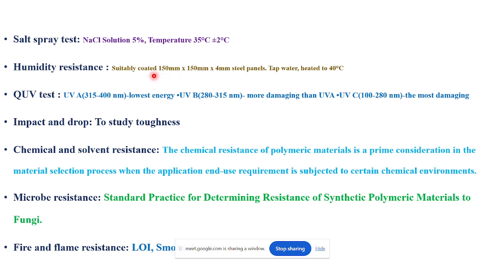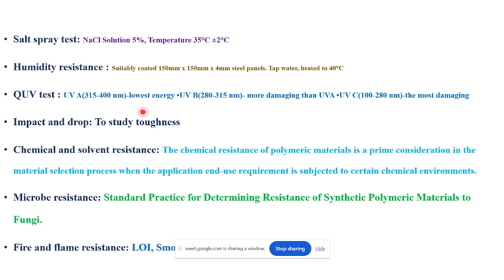Humidity resistance is important for coating type of material. For that, you need to coat a 150 by 150 steel panel, and check under a slightly higher temperature, 40 degrees centigrade, with tap water, how much humidity it can resist, because in different environments the humidity percentage will be different, and also based on temperature the humidity will be different in different locations.